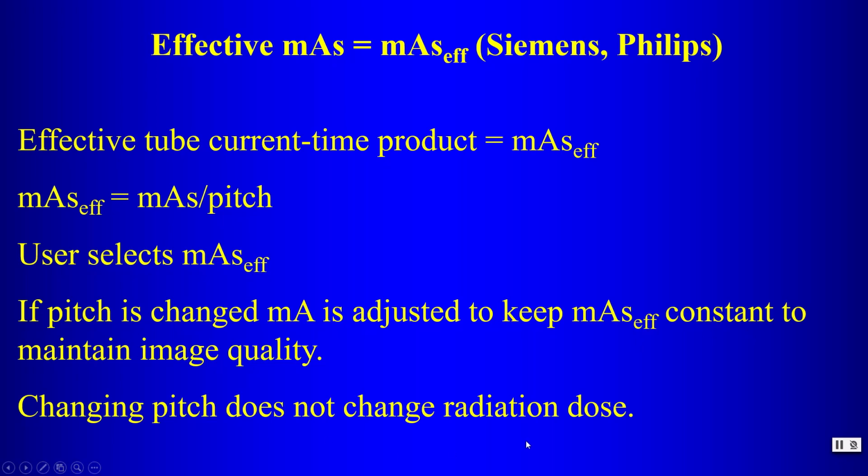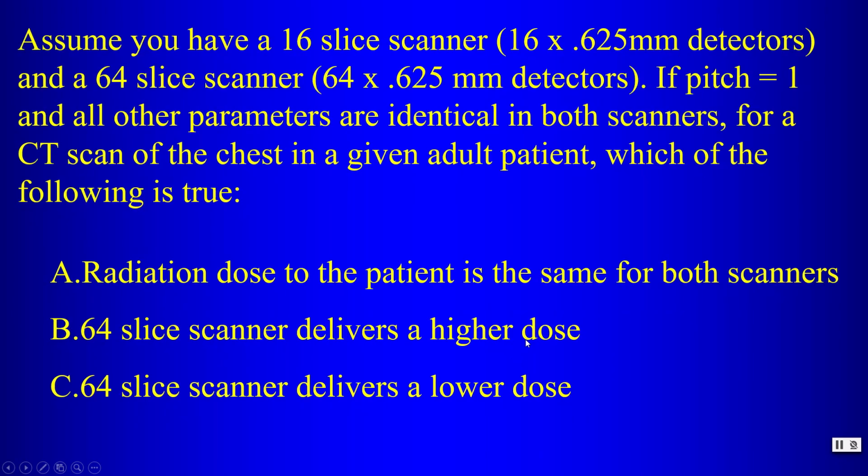So as opposed to a GE scanner, where if you change the pitch, nothing else necessarily has to change, and so changing the pitch or increasing the pitch may decrease the dose, but that is not necessarily true on a Siemens scanner. Okay, assuming you have a 16-slice CT scanner, so each slice is 0.625 millimeters, and we compare that to a 64-slice scanner. So if the pitch is 1 and all other parameters are identical for both scanners, for a CT scan of the chest in a given adult patient, which of the following is true?